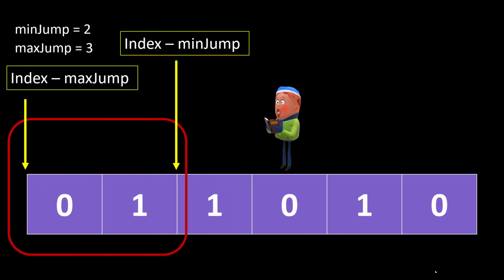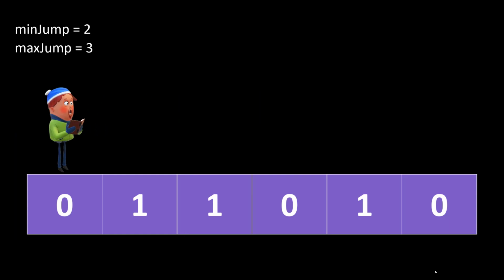And this particular logic holds true for any of the index present in the array. This window will just shift according to the current index. Now let's dry run the example that we have and see if it works or not. We are at an index 0 and the value is 0 in this case. That means this particular index is reachable to us.